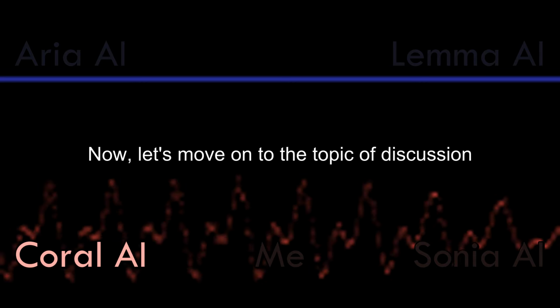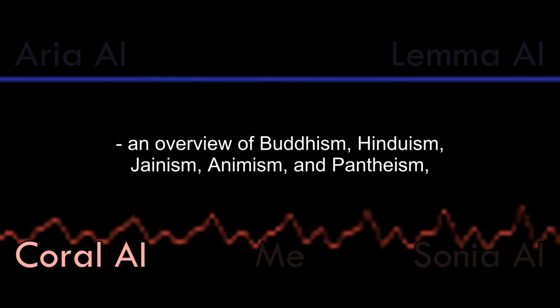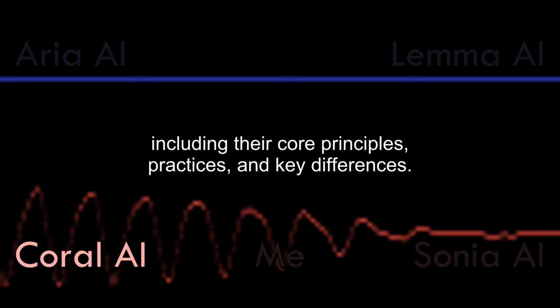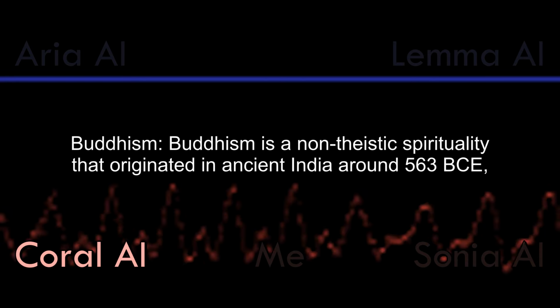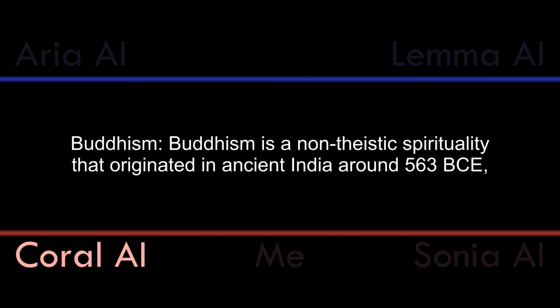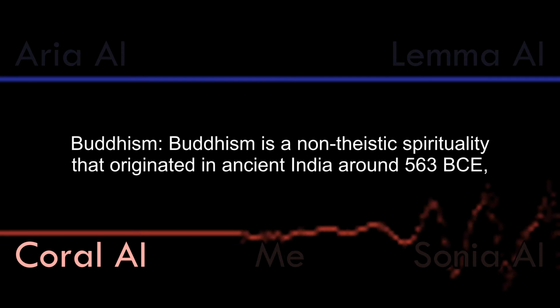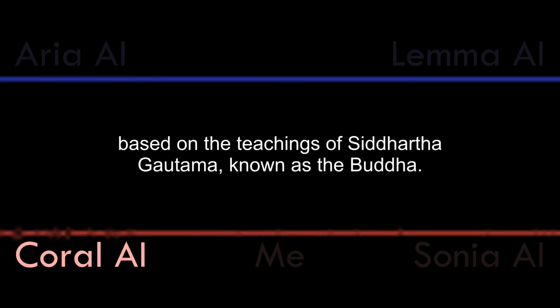Now, let's move on to the topic of discussion, an overview of Buddhism, Hinduism, Jainism, Animism, and Pantheism, including their core principles, practices, and key differences. Buddhism is a non-theistic spirituality that originated in ancient India around 563 BCE, based on the teachings of Siddhartha Gautama, known as the Buddha.